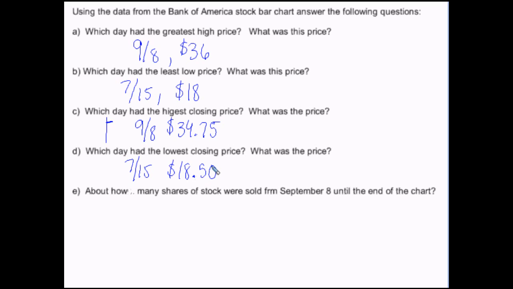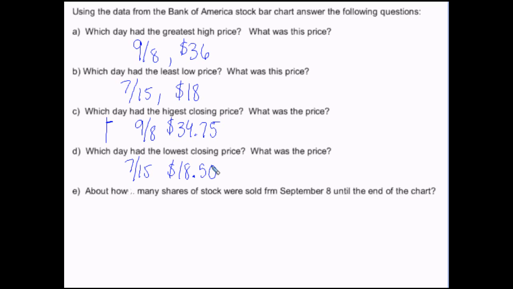Now, again, though, on an assignment or on a test, if you said 18.25, or you said 18.35, or 18.60, or 18.75, as long as you're between that 18 and 19, that's fine, because you're looking at a picture and you're guessing, you don't know the exact price.